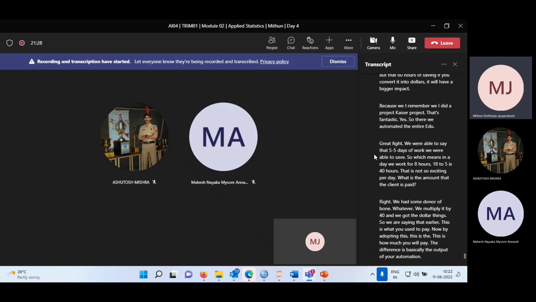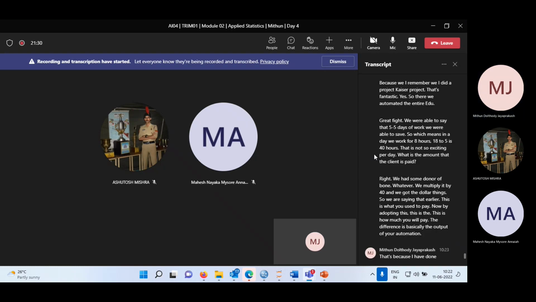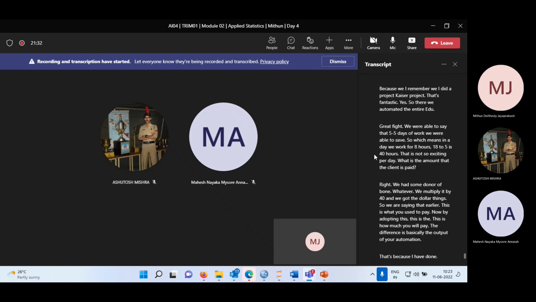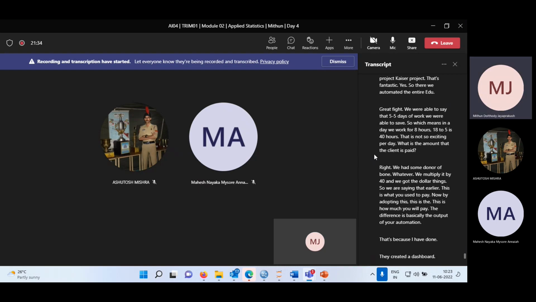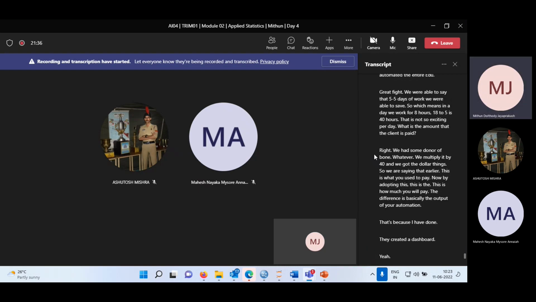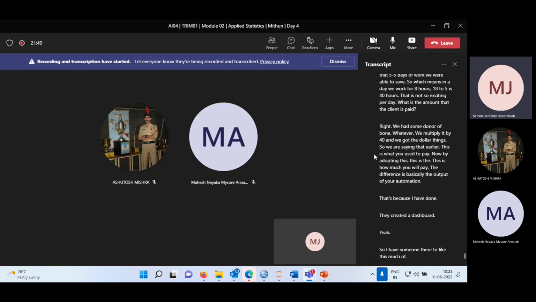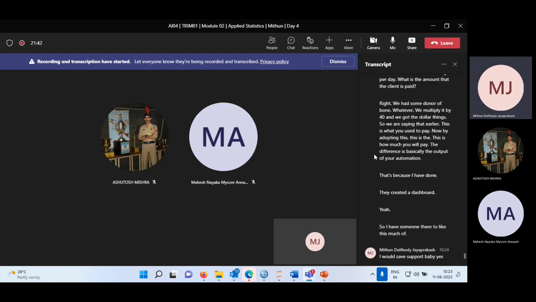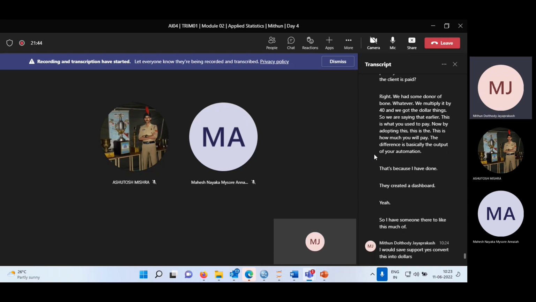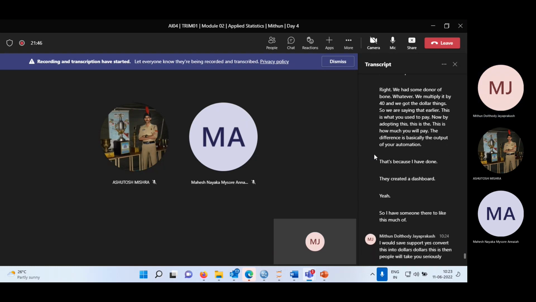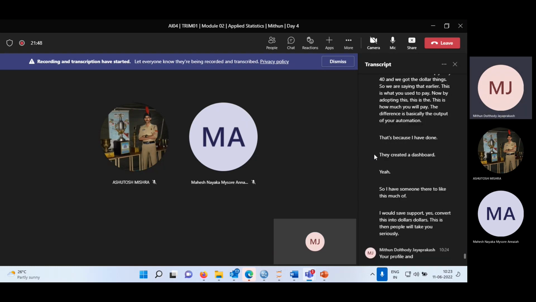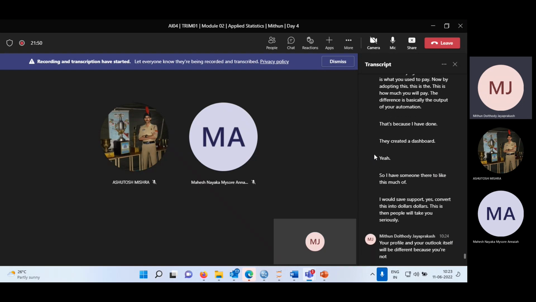I have done a Kaizen project and created a dashboard. They were using Excel, and I have shown that it saves this many hours per day. Yes, convert this into dollars. Dollars. Then people will take you seriously. Your profile and your outlook itself will be different because you're no longer a cog in the wheel.